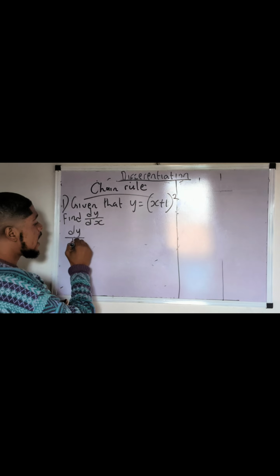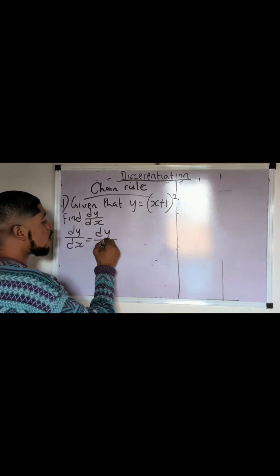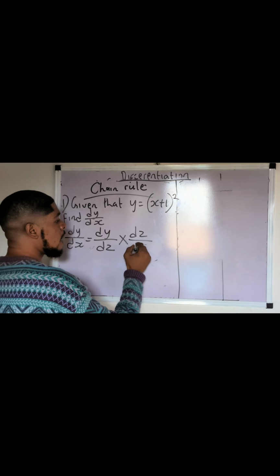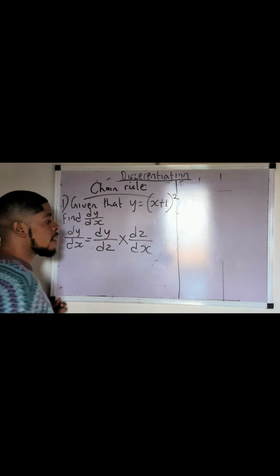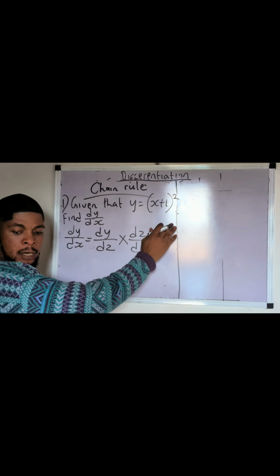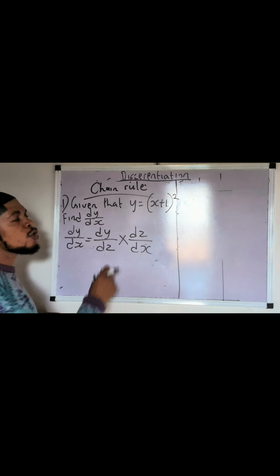The formula is simply dy/dx is equal to dy/dz times dz/dx. Okay? Now this is your formula. We can now proceed into solving. Now, how do we solve a question like this?